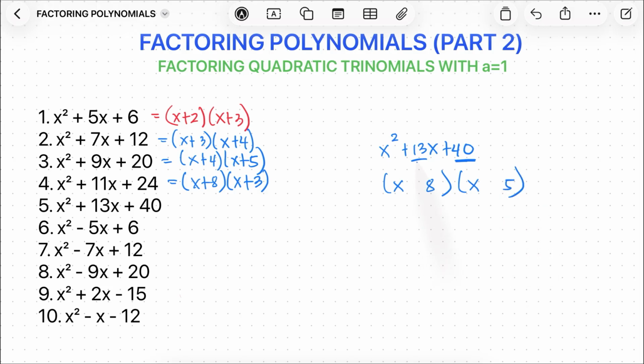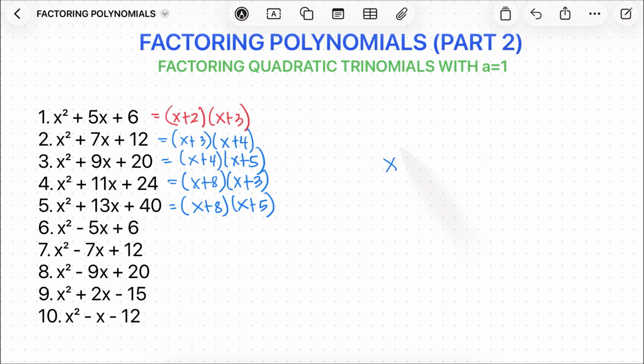And since we are looking for positive 13, both are positive. So let's check our answer. 8 times 5 is 40, and 8 plus 5 is 13. Therefore, our answer would be x plus 8 times x plus 5.